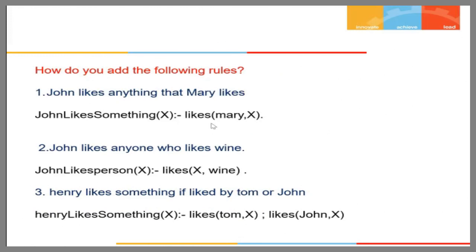Adding rules. So general propositions in the world, how do you encode it? John likes anything that Mary likes. So that anything should come in terms of a variable that's given in a capital letter. So whatever Mary likes, then John, if Mary likes X, then John also likes X.